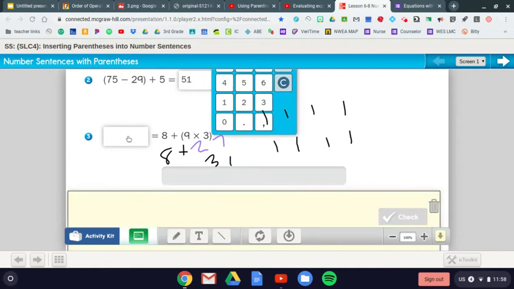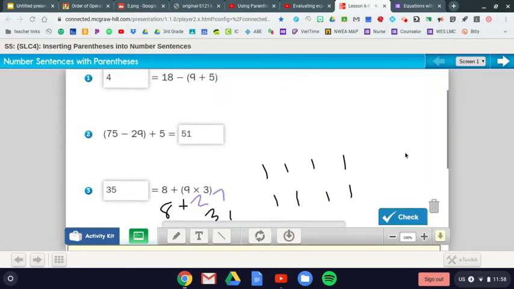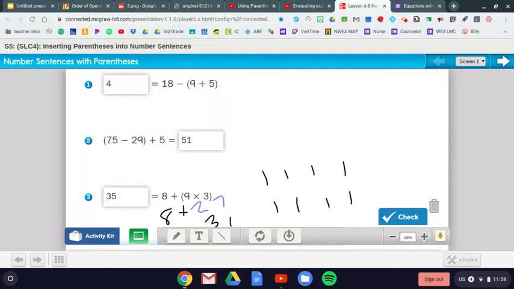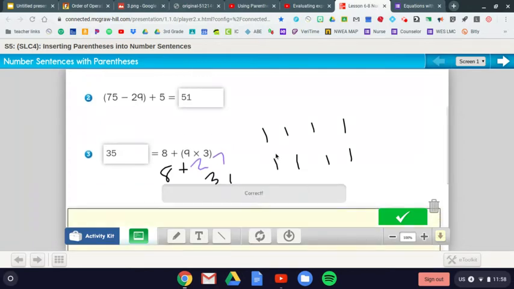Get my hand back out. 35 is what I think the answer is. I've checked my work. I've shown all my work on the side, even though I erased it. I'm going to check. And I got all 3 correct. Congratulations, guys. Yep, correct. Good job.